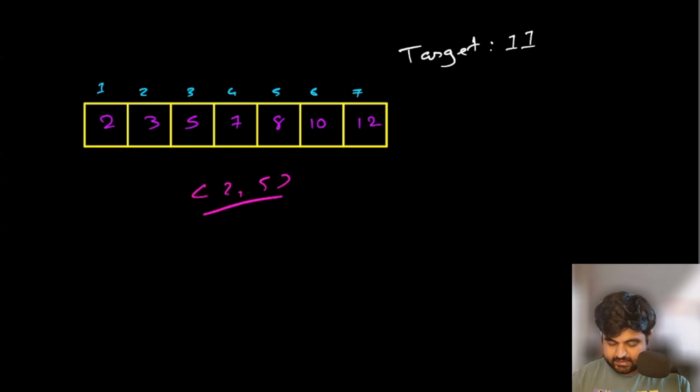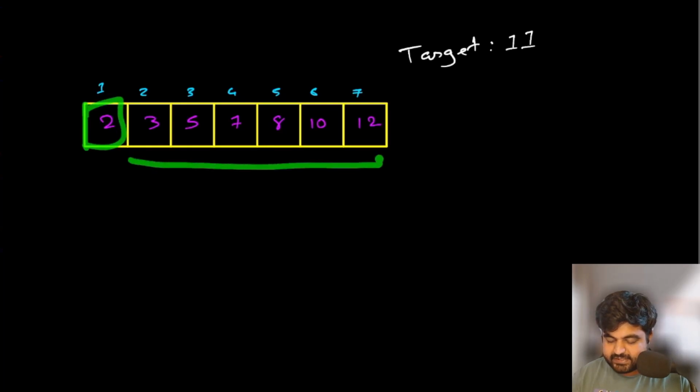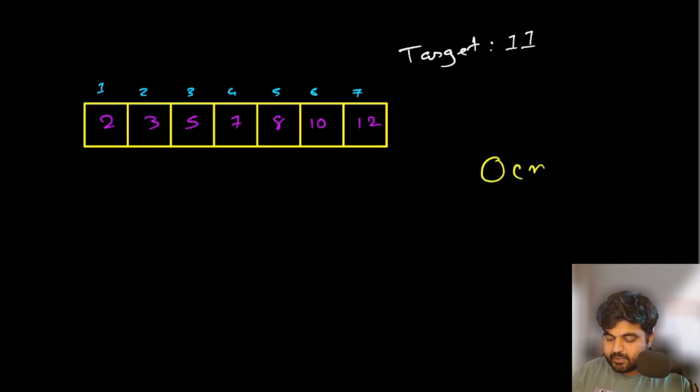This is the answer. So the brute force solution gives us the desired answer, but the thing is the cost is pretty high. Why? Because for every single element, we are essentially iterating over all the other remaining elements to get the answer, and that puts the time complexity at big O of n square. That is a very bad time complexity, and we have to aspire to do something better. So let's see what could be a better approach.